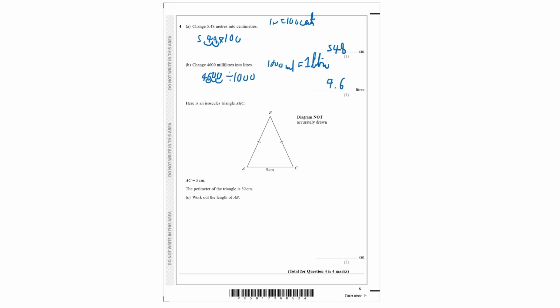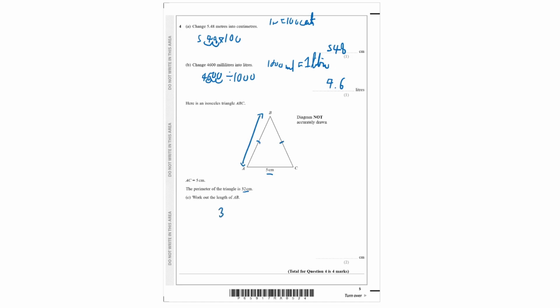Here is an isosceles triangle ABC. AC is given as 5 centimeters. The perimeter of the triangle is 32 centimeters. Work out the length of AB. Now, we can see from these lines that these two sides are equal. So that means this is an isosceles triangle.